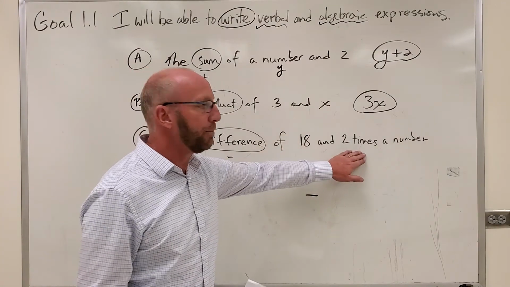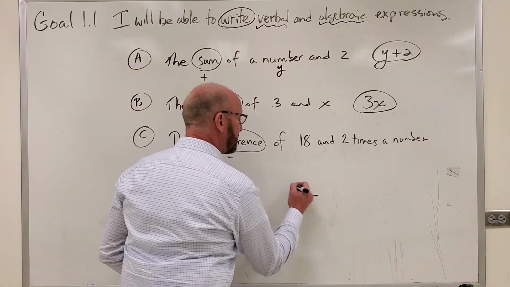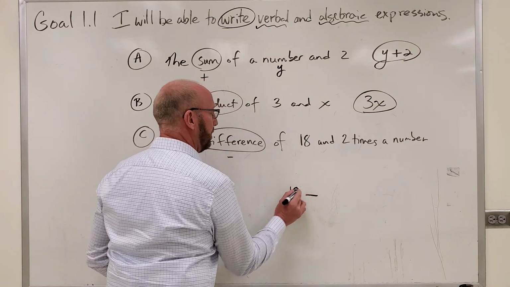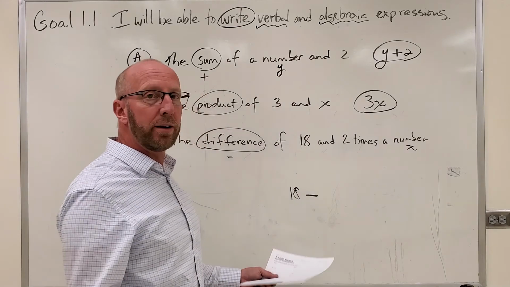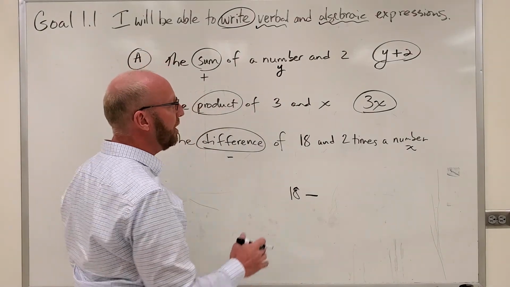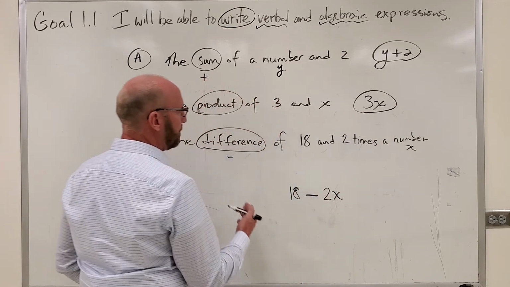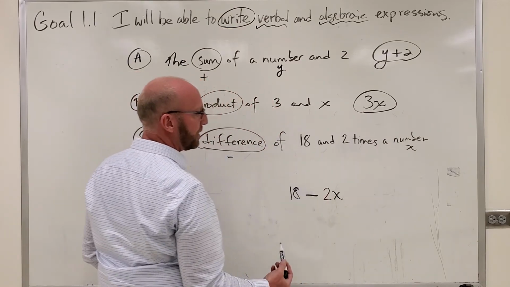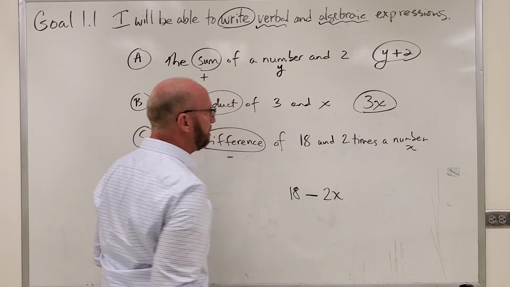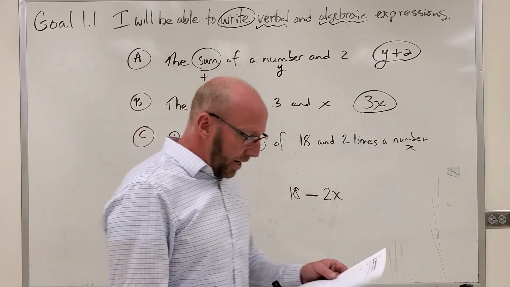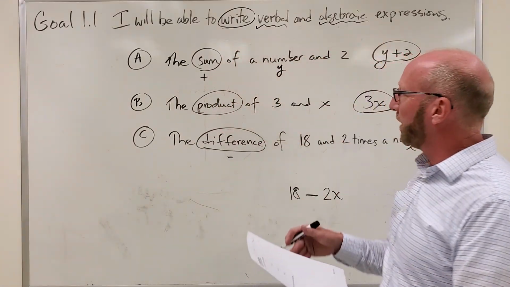I can keep the same order because I'm not using the phrase less than. So 18 goes first. And 2 times the number, I'm going to pick x for the number. I don't know what number it is, so I'm going to use a variable. 2 times x is 2x. So the difference of 18 and 2 times the number would be 18, subtraction sign, 2x. Okay, so that is an example of how to write verbal and algebraic expressions.